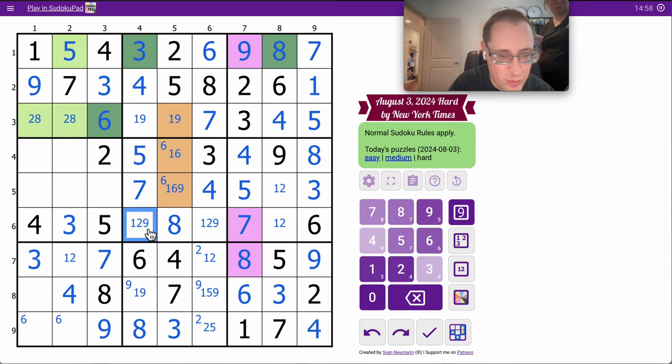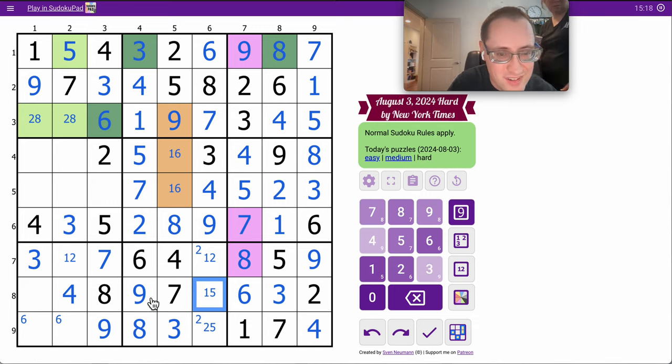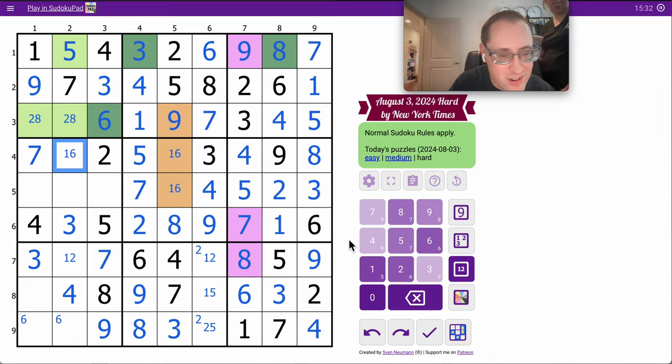And now 1, 9 forces this to be a 2. 2, 9, 1, 6, so that's a 9. Let's see, these are 1, 6, and 7. That's the only place for 7 in the row. This one has to be 1 or 6. That's a hidden digit. It's a 1.